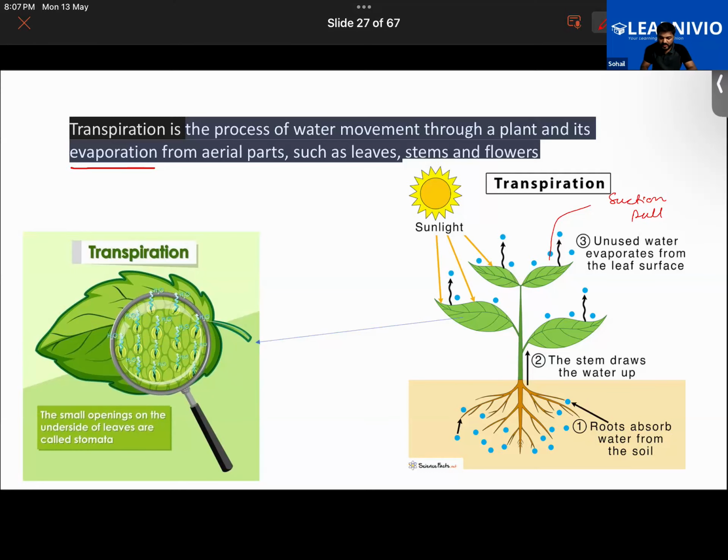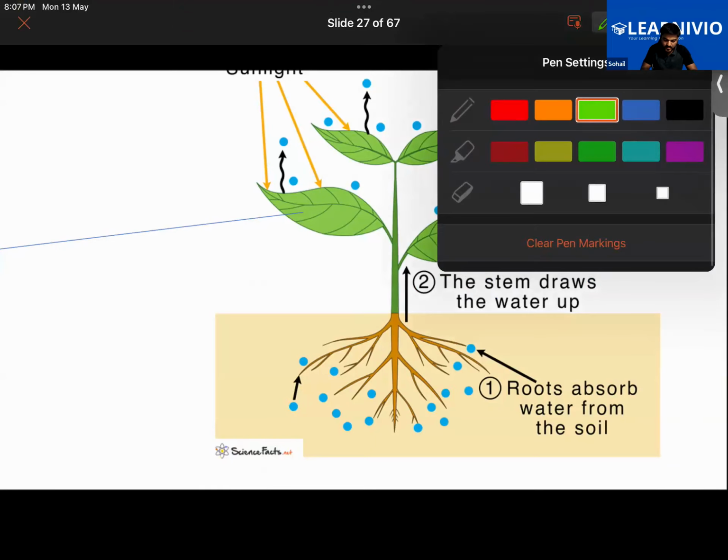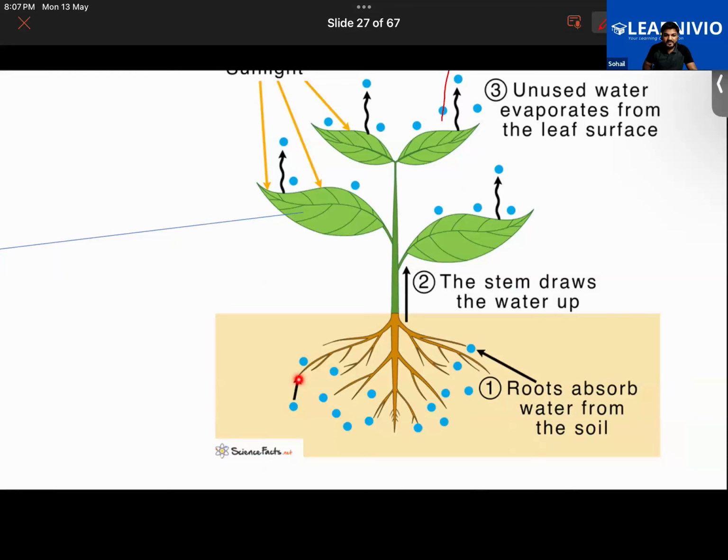So let me tell you what exactly is happening here. See, the availability of water is more in the soil or in the leaves? Answer this to me, guys. Where is water found in more concentration? Is it in the soil or is it in the leaves? Sir, in the soil. Yeah, good. So more concentration of water in soil. While in the leaves, less concentration of water. So there's a difference in concentration.